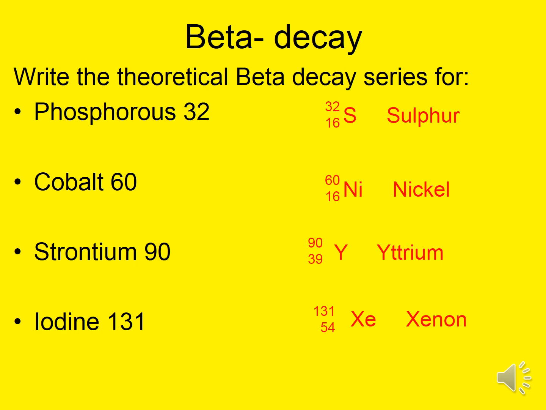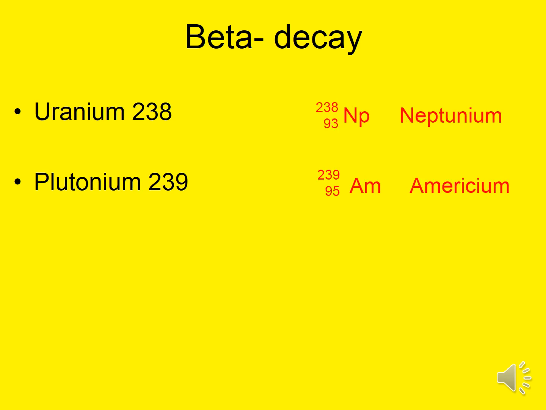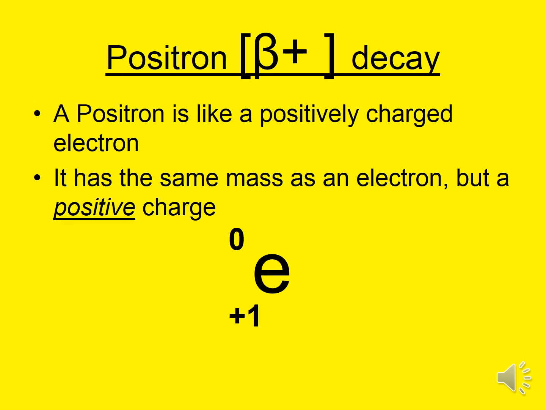Okay then, so phosphorus 32 would increase to sulfur. Atomic number increases by 1, 16. 32 remains the same, it's just sulfur. Cobalt, mass number stays the same, but that becomes nickel. Strontium would become yttrium, and iodine 131 would become xenon 131. Uranium 238 would become neptunium 93, and plutonium would become americium 239. Again, mass numbers stay the same, but the atomic number increases by 1.